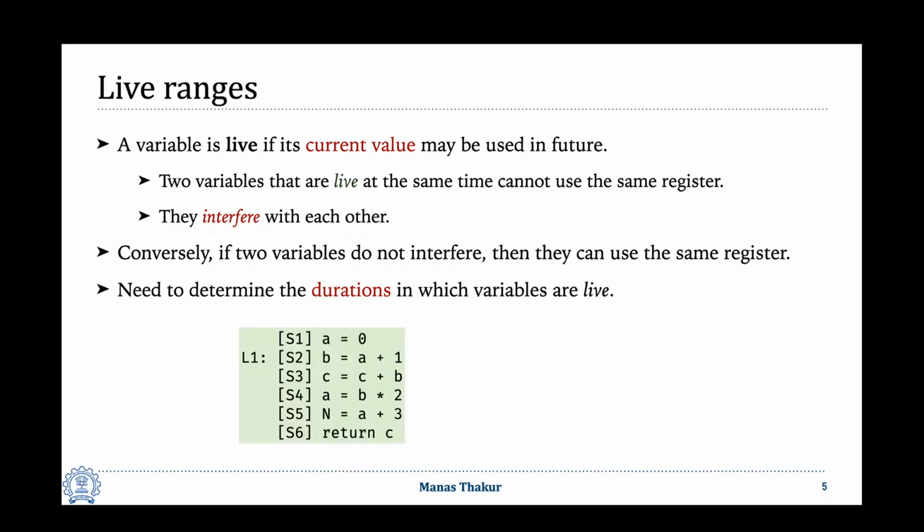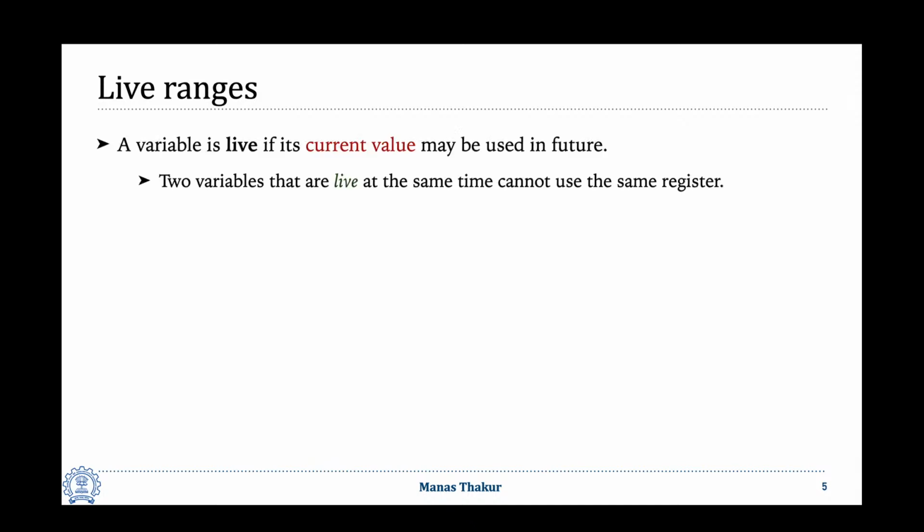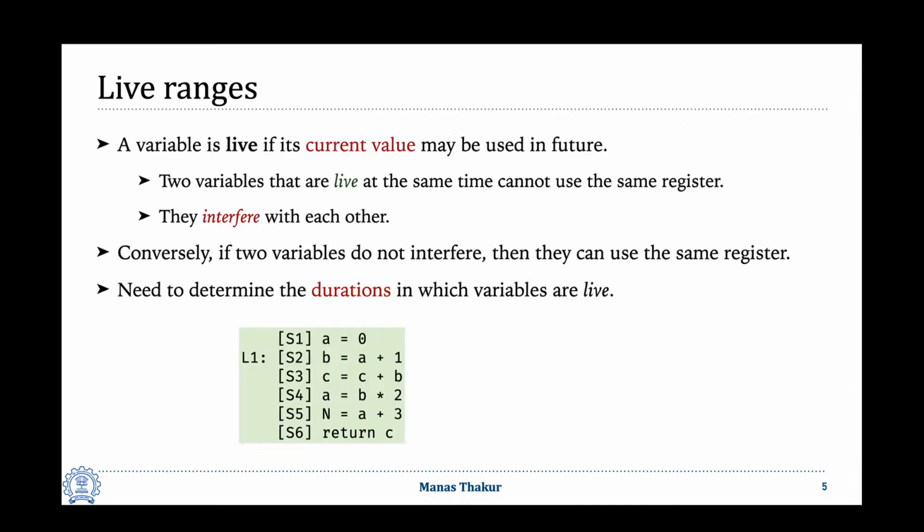Let's see. So if I have this program here, I have 6 statements, 3 variables A, B, C, and let's say n is some constant. I don't care about n right now. It's not constant, it's some global variable, let's say. So I care about these small letter variables A, B, and C. And I want to decide how many registers I need to execute this piece of code. So can you tell me the live ranges of all the variables in terms of the statements? Can you tell from which statement to which statement A is live, for example?